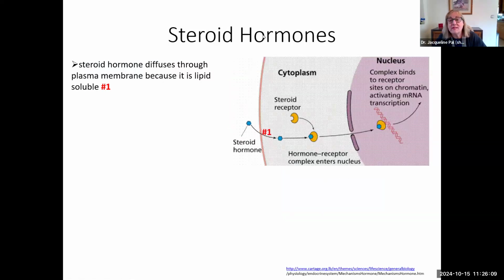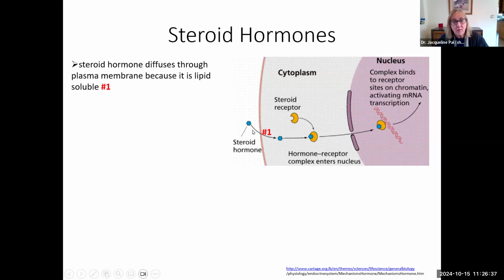So now looking at our steroid hormones, the steroid hormone, because it's lipid soluble, is going to diffuse through the plasma membrane. Look, there's no receptor on the plasma membrane for it. Its receptor is inside the cell. It could be in the cytosol, as shown in this picture, or the receptor could be all the way in the nucleus, but it's going to be inside the cell.